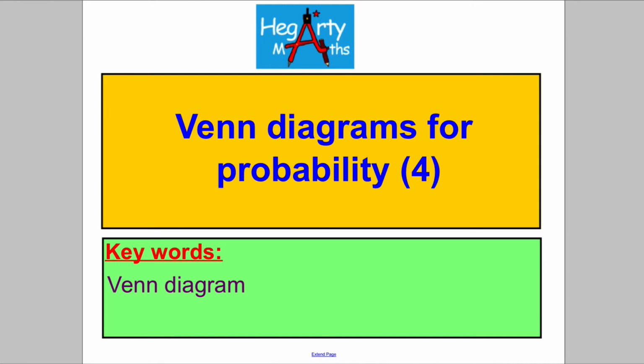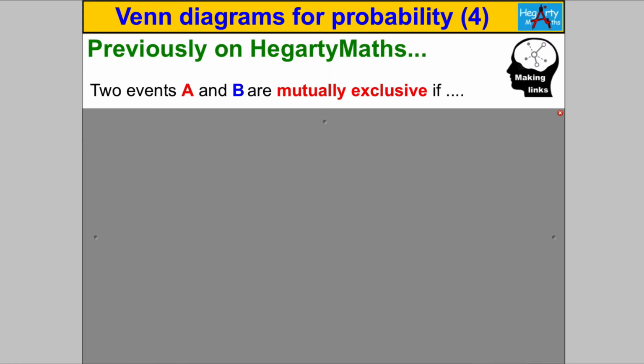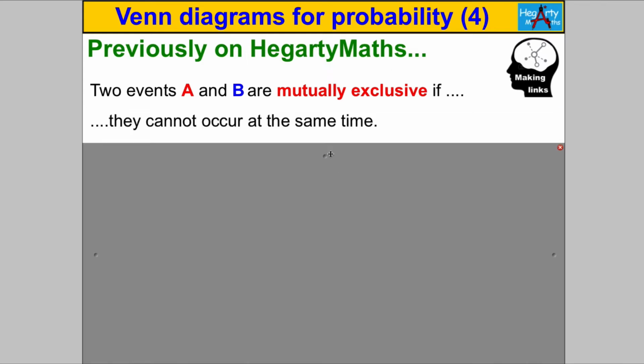It's Mr. Hegarty here, our fourth video on using Venn diagrams for probability. Let's start with some facts about probability I need you aware of. Pause the video and double check you can explain to me what it means for two events A and B to be mutually exclusive. Well, A and B are mutually exclusive if they cannot occur at the same time.